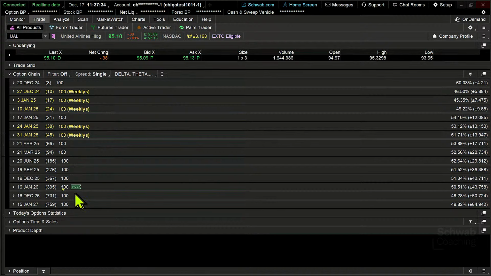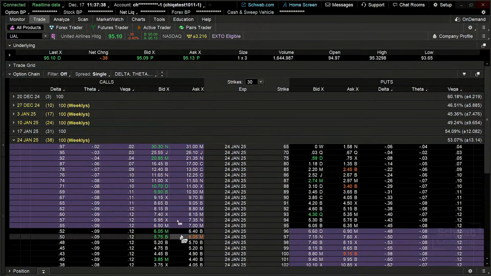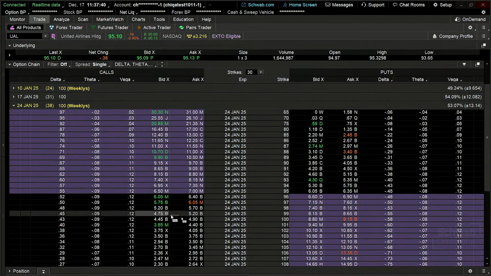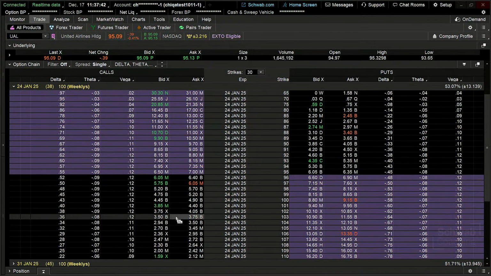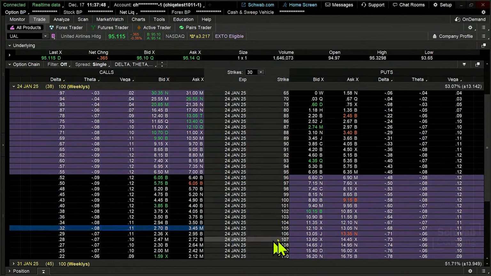I'm going to look out here in time a little bit, maybe to the 24 Jan, and I'm going to look for option liquidity here. I've got pretty narrow bid-ask spreads. These are pretty liquid stocks. I'm going to look out here at about that 105 strike price. That's right down here. That 105 strike price is going to bring in about $3 worth of premium.